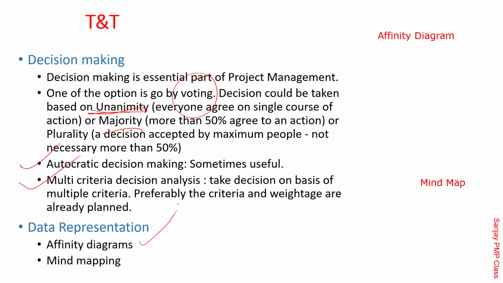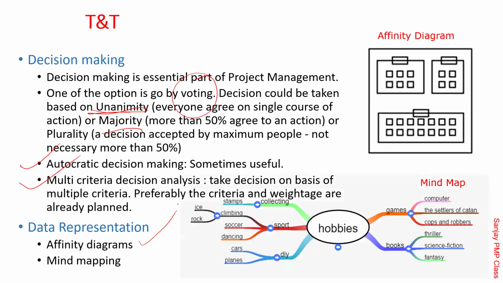Then data representation is done in affinity diagrams and mind maps. Look at it here. This is how the affinity diagram looks. See what happens if you are doing brainstorming. One way is to give post-it chits, those sticker chits, to all the participants who are doing the brainstorming. Circulate them, and ask them to randomly write whatever they think is required. Whatever is the requirement, they write it there.